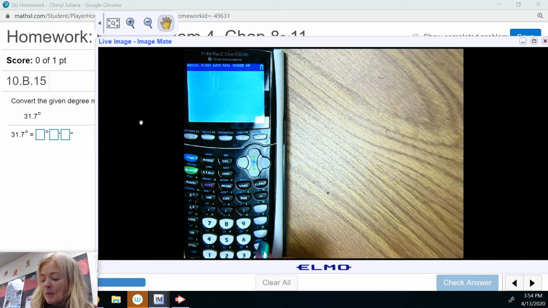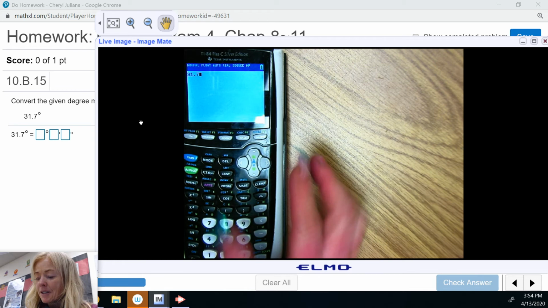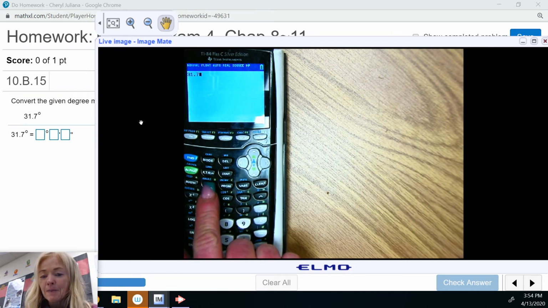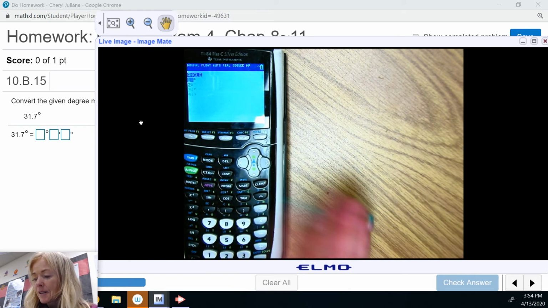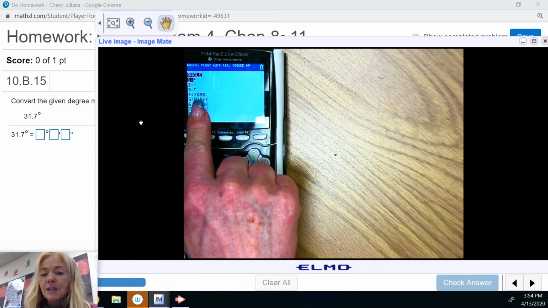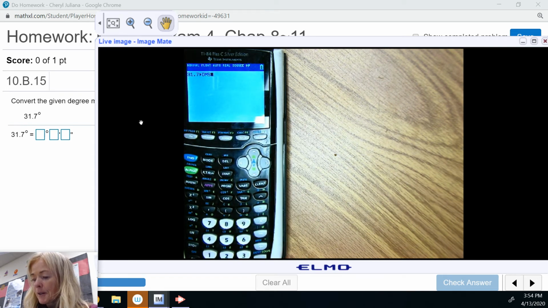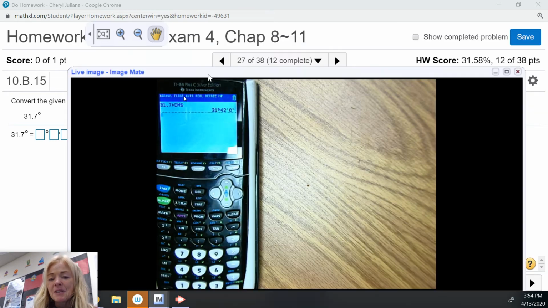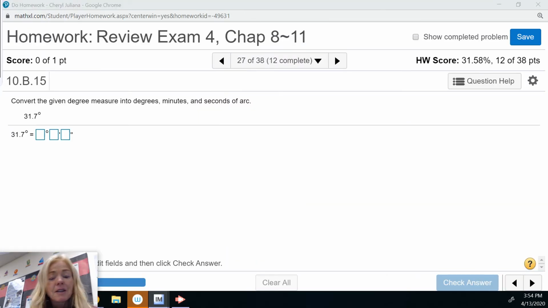Probably. All right, so what we do when we're converting to DMS, which we call degree, minutes, seconds form. So 31.7, we put it in the calculator, and then you go to your angle menu. So second angle. And then on number 4, it says convert to DMS. So we hit 4, and then we hit enter. That's so easy. It took me longer to figure out how to get my screenshot over here than anything else.